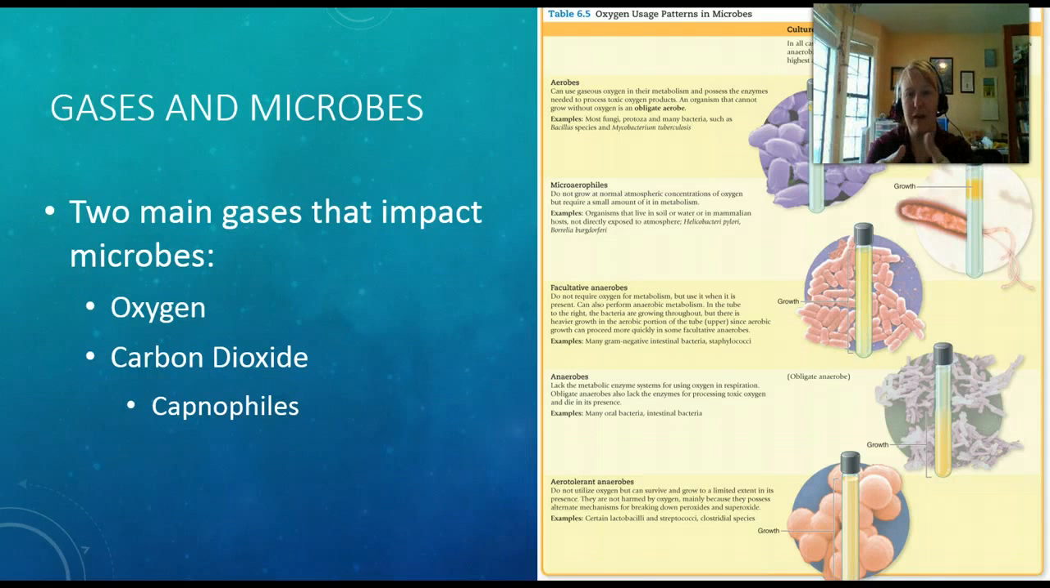But here's our next 5 terms. So we're up to 10 already for different classifications. Some organisms have to have higher concentrations than normal of carbon dioxide, and these are called capnophiles. So these guys need to have special oxygen or carbon dioxide pumped into the environment where we're trying to grow them.